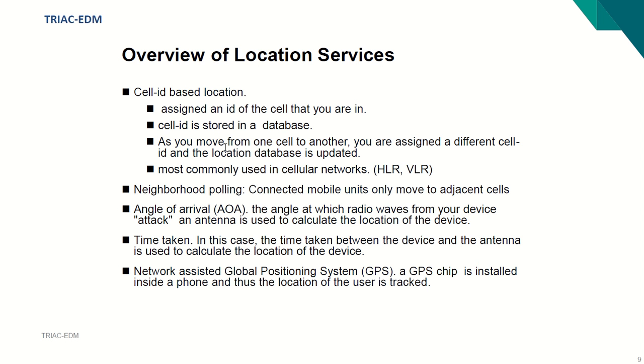And then as you move from one cell to another, you are assigned a different cell ID, and then the location database is updated. This is the most commonly used in cellular networks. So for example, the home location, the visitor location, and neighborhood polling: the connected mobile units only move to adjacent cells. So for example, if you lose your connection with the base station, then the system will start to poll your neighborhood, because the connected mobile users move to adjacent cells.